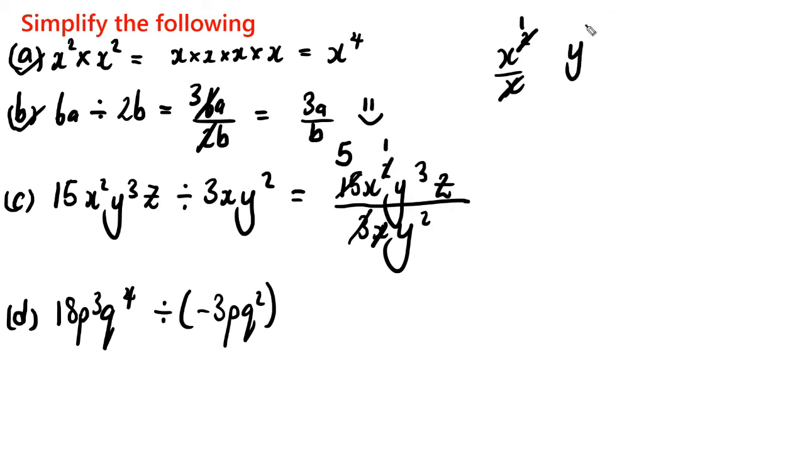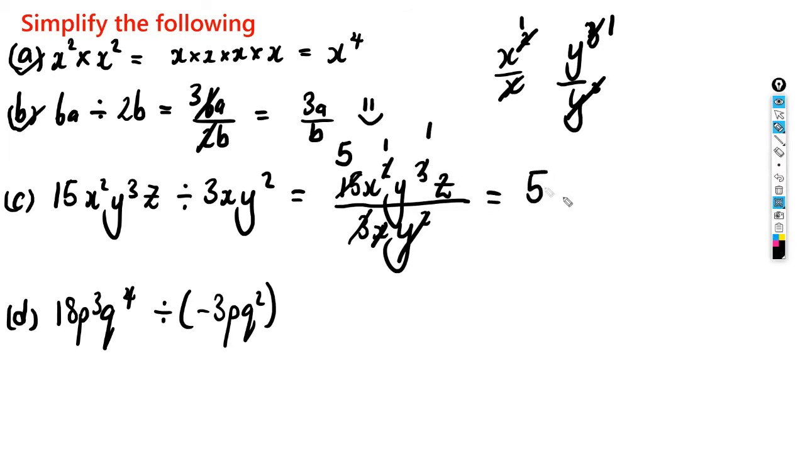And y cubed, sorry, over y squared would actually give us y to the 1, because y squared goes into y cubed and leaves y to the 1. So we're going to end up with y to the 1 here as well. And our answer is actually 5xyz. Okay, guys? Cool. So in this case, we're going to do the same thing.